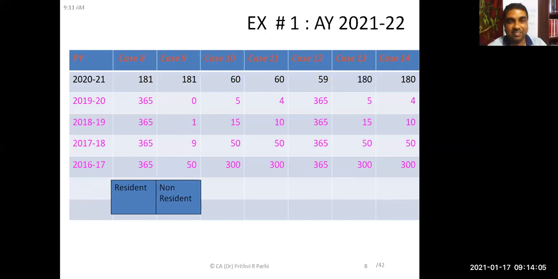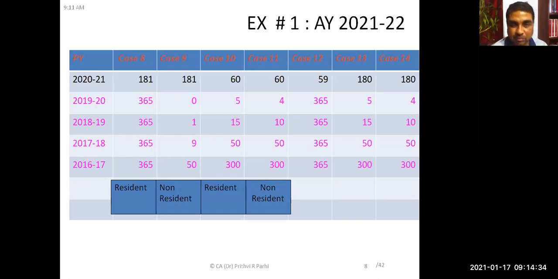Right. Case 10. Second condition applies. Resident. Case 11. Non-resident. Why non-resident? 60 plus 365 is not there. 364 is there. Okay, non-resident. Case 12. Non-resident, because 59 is there. No need to check any other thing. He is definitely non-resident. Case 13.